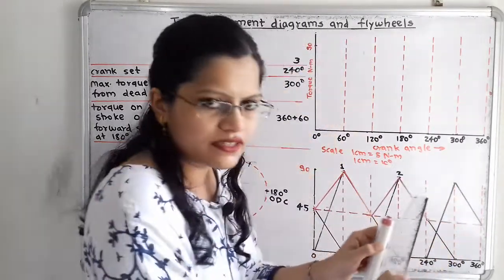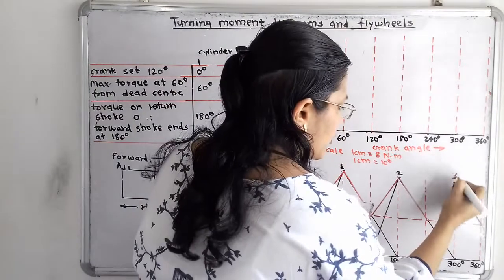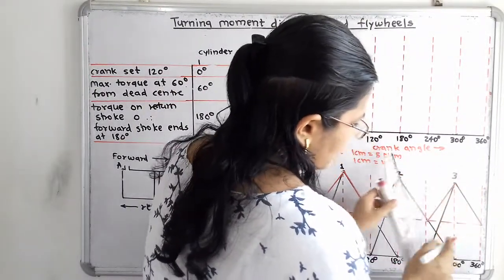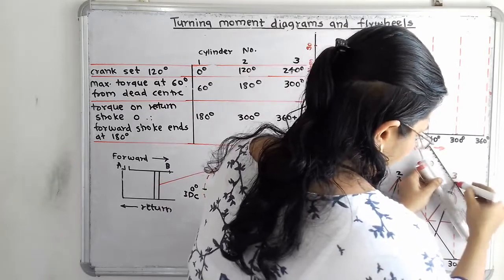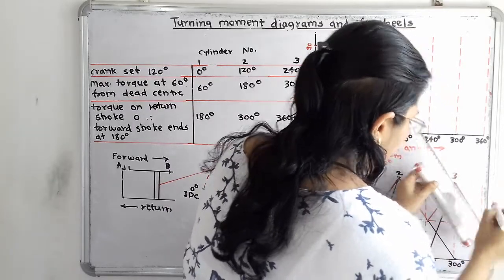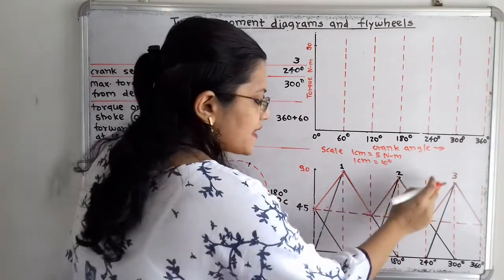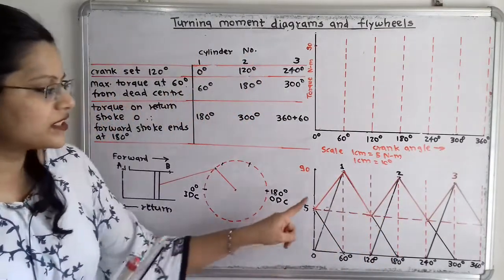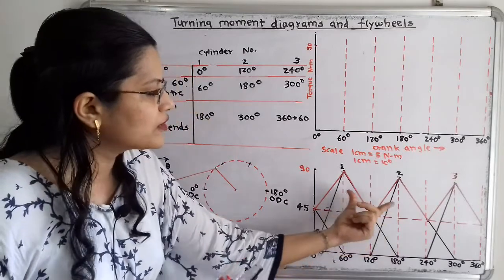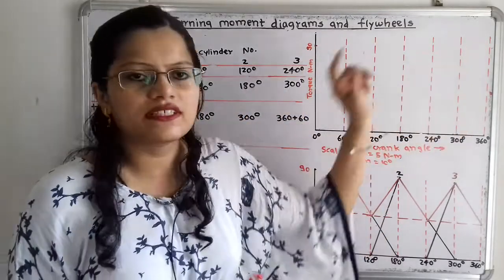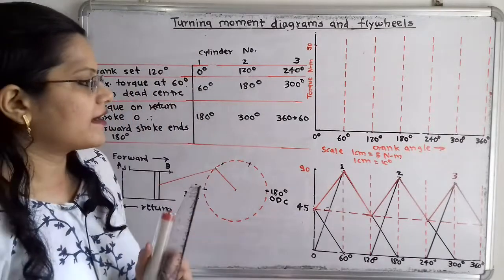Again for cylinder 3, this is the maximum torque for cylinder 3. So in the same way I have to join this. So this is the resultant torque crank angle diagram for the 3 cylinders. So we have to repeat this diagram here, because this is the diagram for the resultant torque crank angle diagram.